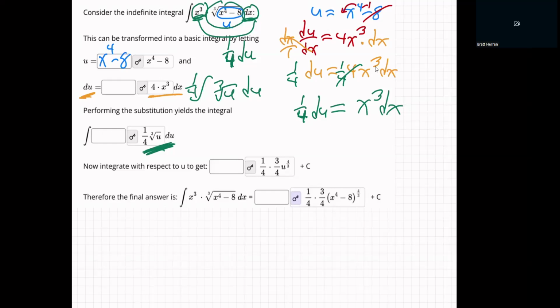Do you see how that happened? We let u be the higher power, x to the fourth minus 8. Take the derivative of both sides, multiply it over the dx. And then we had x to the fourth minus 8, third root of it, became third root of u because u is what's inside that root. So third root of u. And then the x cubed dx, well, I was able to find x cubed dx by multiplying both sides by a fourth. x cubed dx is 1/4 du. So x cubed dx, replace that with 1/4 du. So there's our integral. So now we've changed our integral to be a nice, easy integral, right?